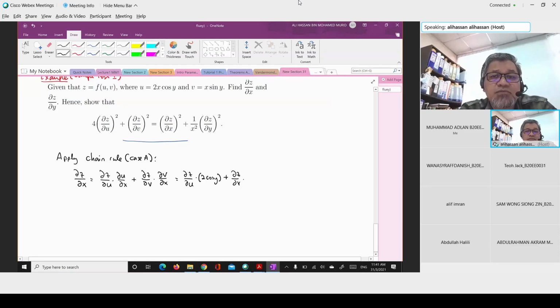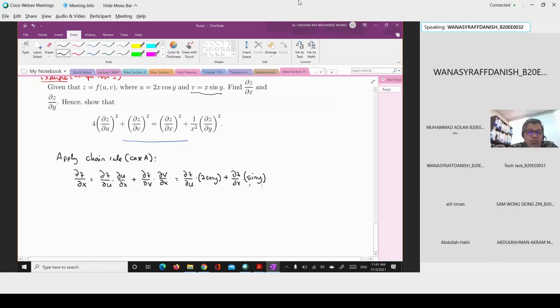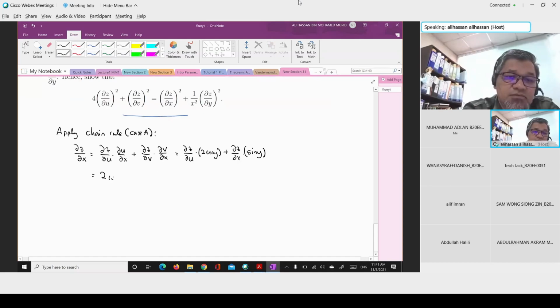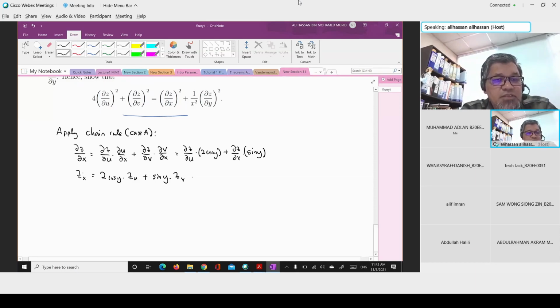Next is v partial x. What is v partial x? This is v in terms of x, y. So v partial x is sine y. So let's rewrite the result as 2 cosine y times z partial u, I can also write z partial u as z subscript u, plus sine y times z partial v. Let me use subscripts for partials here. So the left hand side, I can also write as z subscript x.